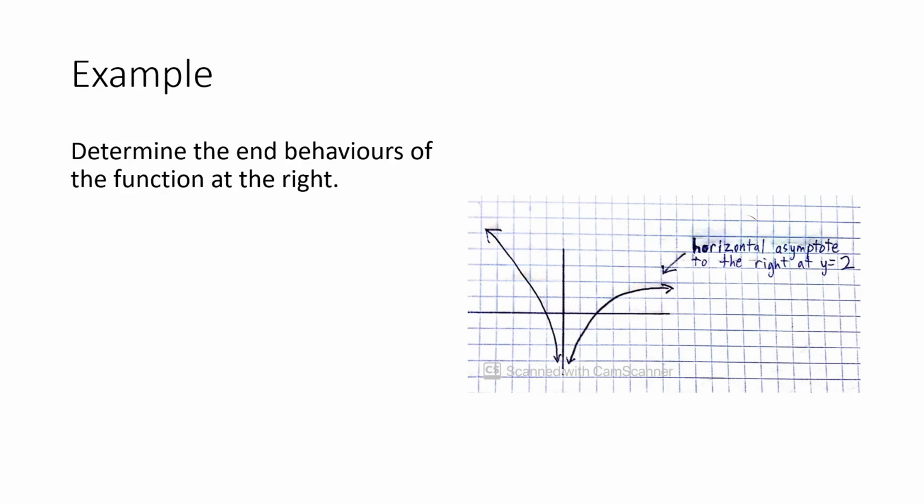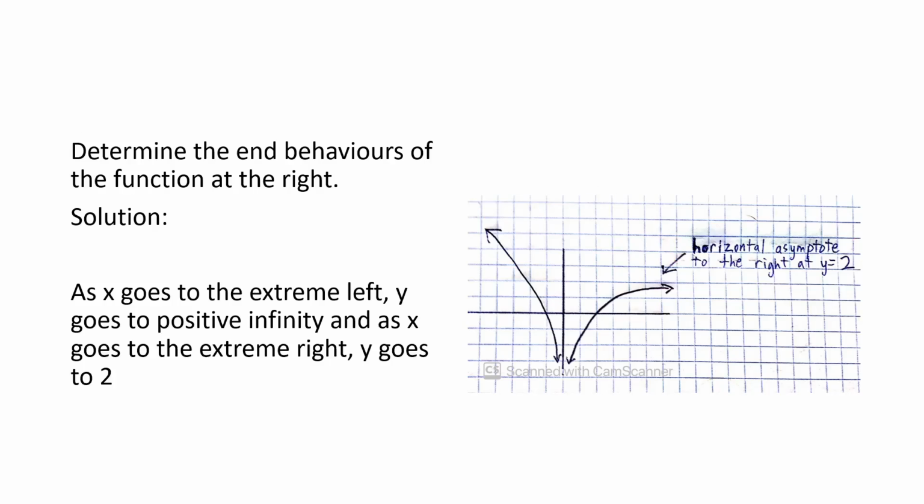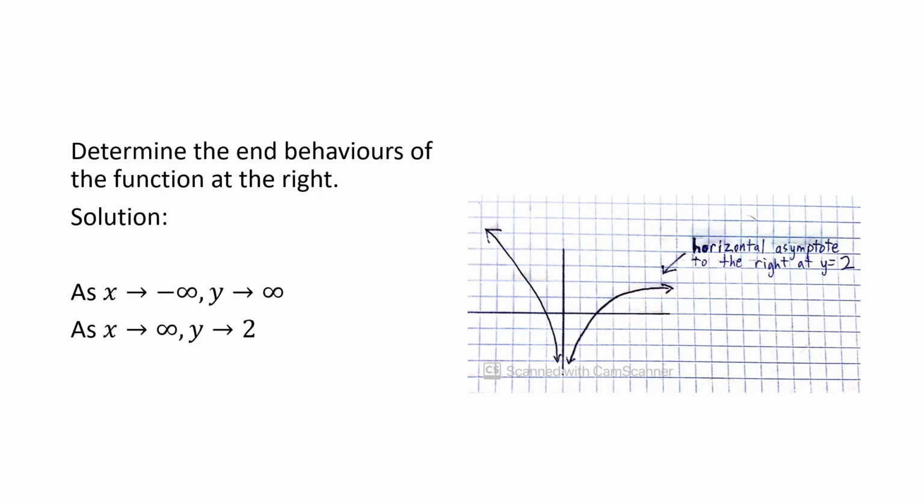How about this curve right here? We've got a horizontal asymptote to the right at y equals 2. And to the left, we're going up towards positive infinity. So as x goes to the extreme left, y goes to positive infinity. And as x goes to the extreme right, y goes to 2. So we can write the end behaviors as that. As x goes to negative infinity, y goes to infinity. And as x goes to infinity, y goes to 2.